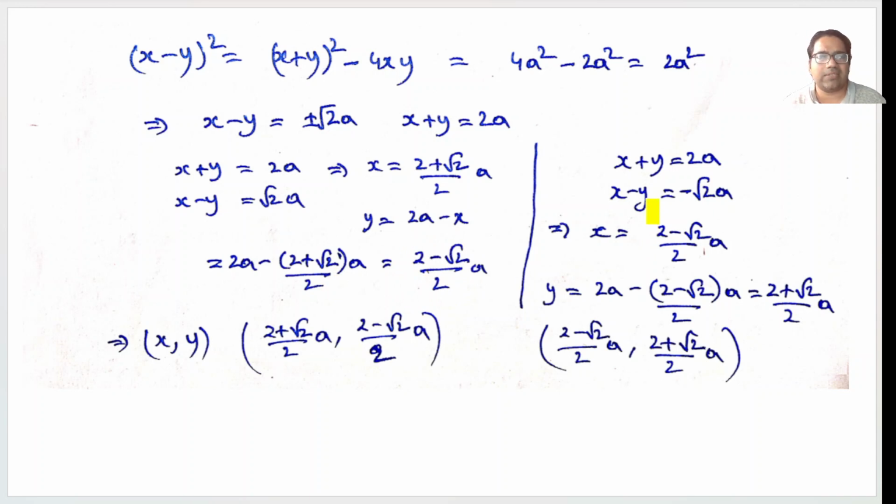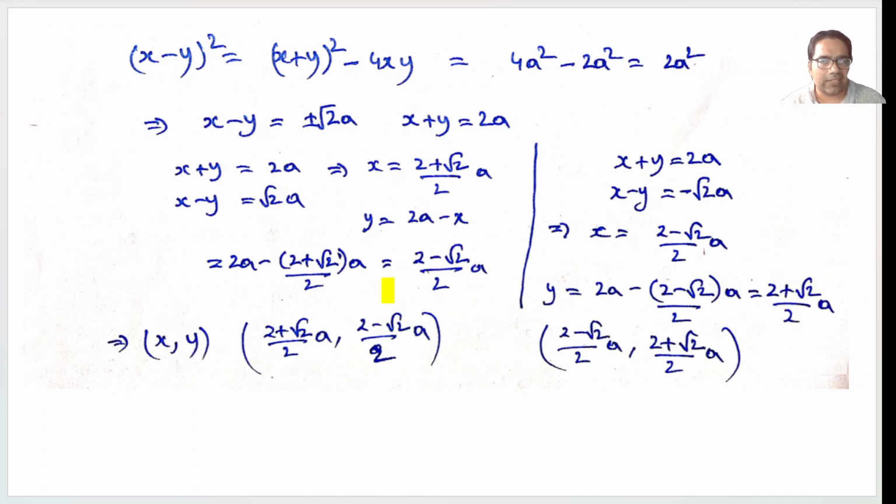Similarly here, if we take x minus y as minus root 2a and add both of them, 2x becomes 2a minus root 2a, and x becomes (2a minus root 2a) by 2. Then what will y become? Taking the second equation, y becomes 2a minus x. We can take either of these equations. Here we have taken 2a minus x. What is x? (2 minus root 2) a by 2. Right. If you simplify this, it becomes (2 plus root 2) a by 2.